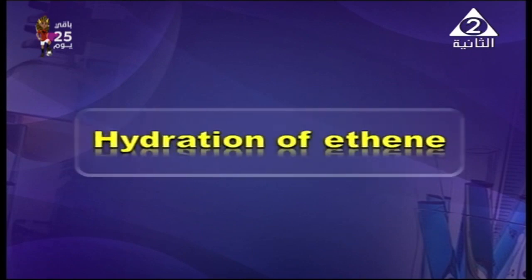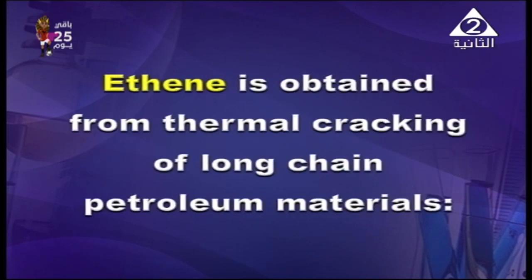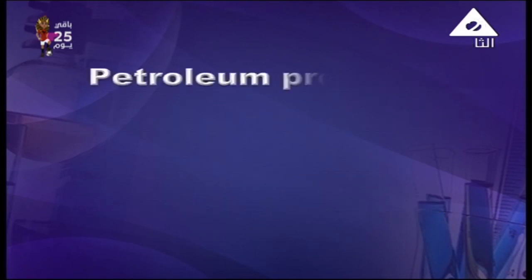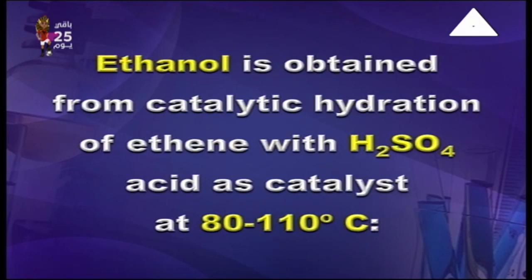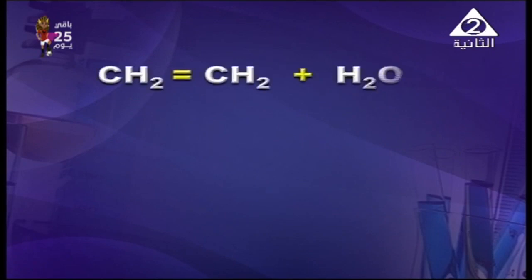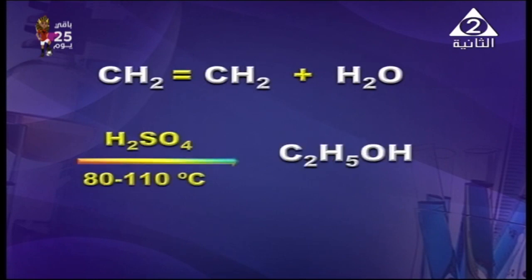The second way of preparation of ethanol is hydration of ethene. My dear students, any alkene on hydration can produce alcohol, but its type will differ according to the type of alkene used. Here, hydration of ethene gives the primary alcohol. Ethene is obtained from thermal cracking of long-chain petroleum materials, so the petroleum product by cracking gives ethylene, and then ethanol can be obtained from catalytic hydration of ethene with concentrated sulfuric acid as catalyst at 80 to 110 degrees Celsius. As the equation proceeds on the screen, CH2=CH2 plus H2O, in the presence of sulfuric acid from 80 to 110 degrees Celsius gives ethanol.